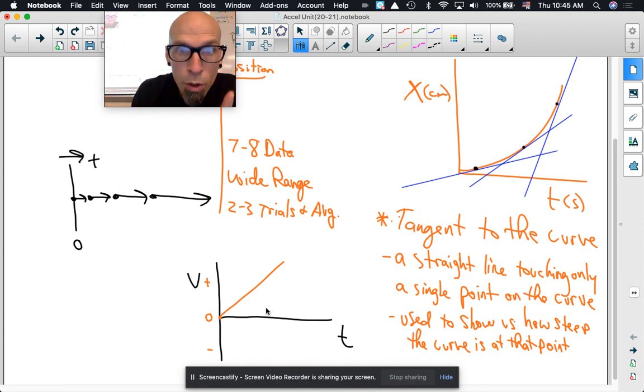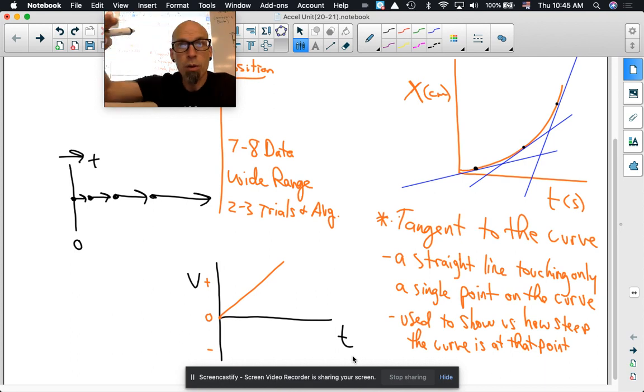Now, one more thing about this. We have not had a VT graph that has a slope yet, and now we see a VT graph with a slope. They've all been horizontal. They've been horizontal and above the t-axis for constant positive velocities, on the t-axis for 0 velocities, and below the t-axis but horizontal for constant negative velocity. We haven't seen a velocity that's changing yet, and now we do.